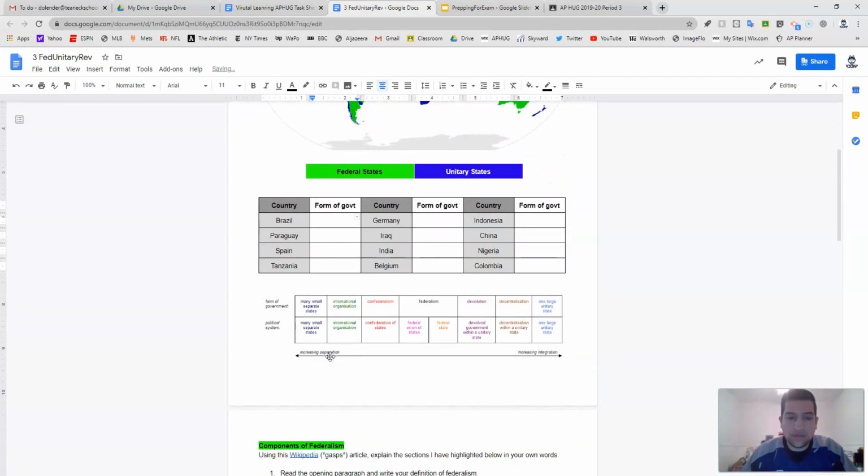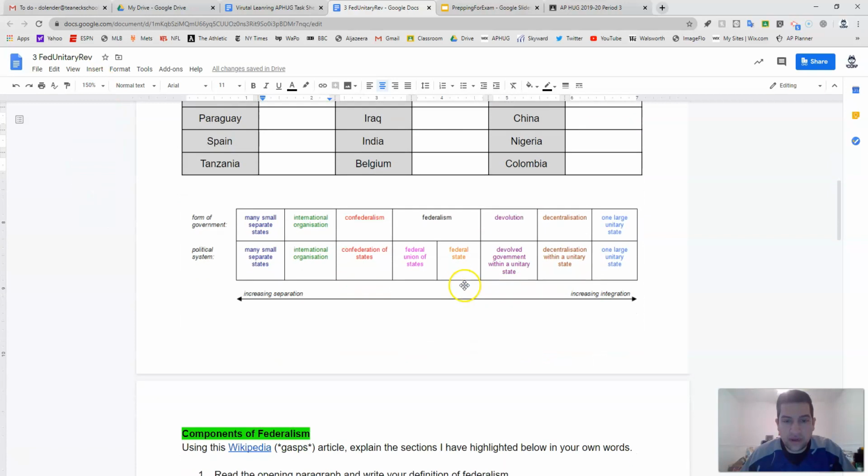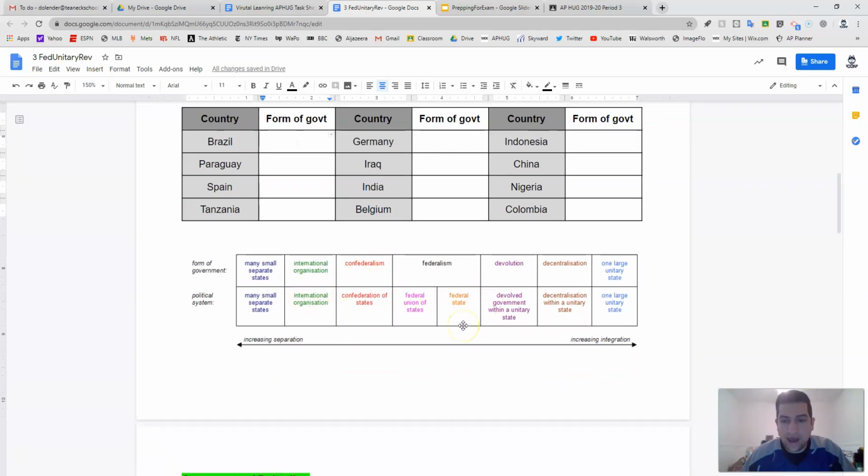Okay. This chart is sort of a spectrum. Let me zoom in on this for a second. It's a spectrum to help you understand how much separation there is from the top level of government down to the people, or how much control the government has. So federalism is right in the middle. And it can have either two ways of being a federal state, or that's kind of like France, or a federal union of states. Actually, excuse me, I meant Germany. Sorry, France is a unitary state. I'm talking about Germany. A federal union of states, which is like the United States.